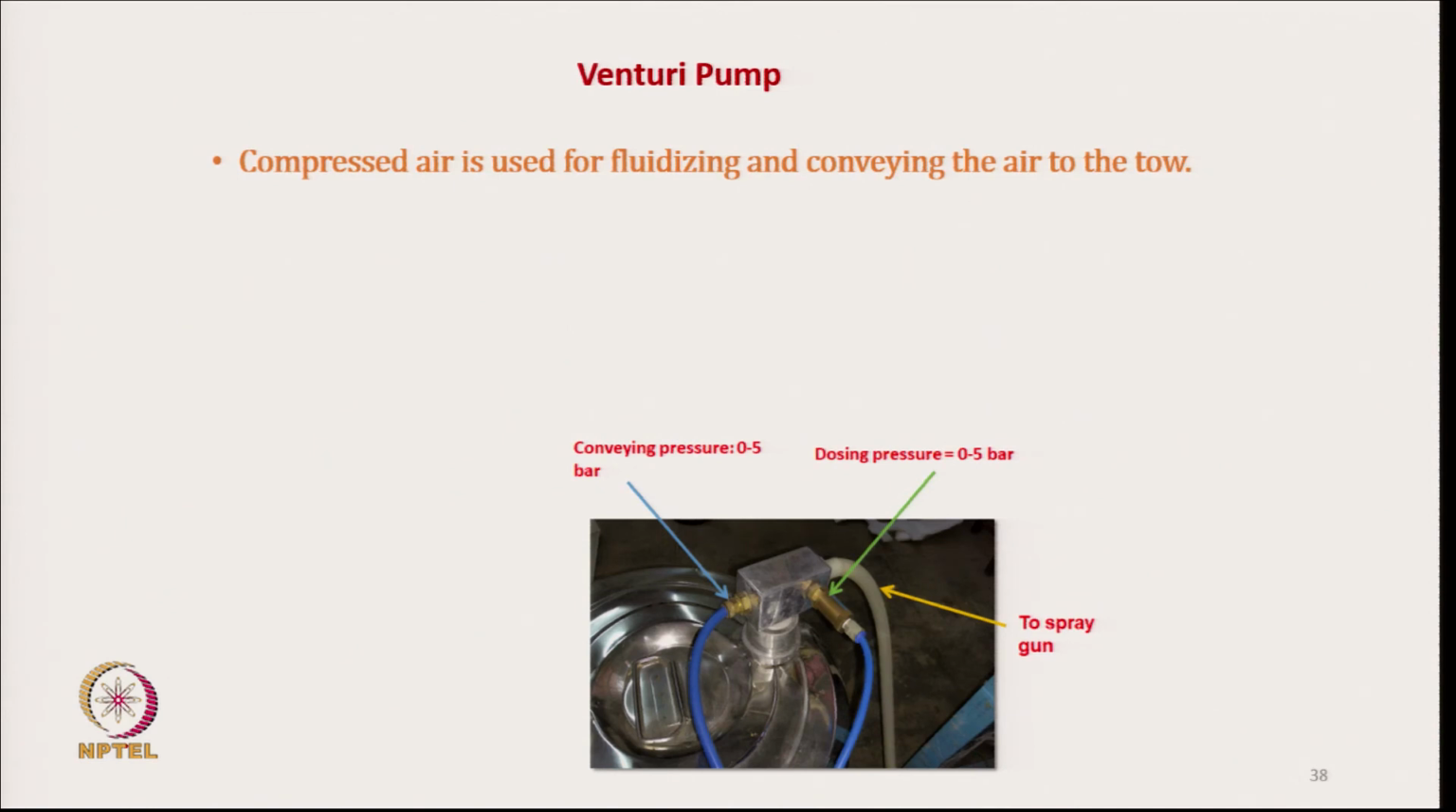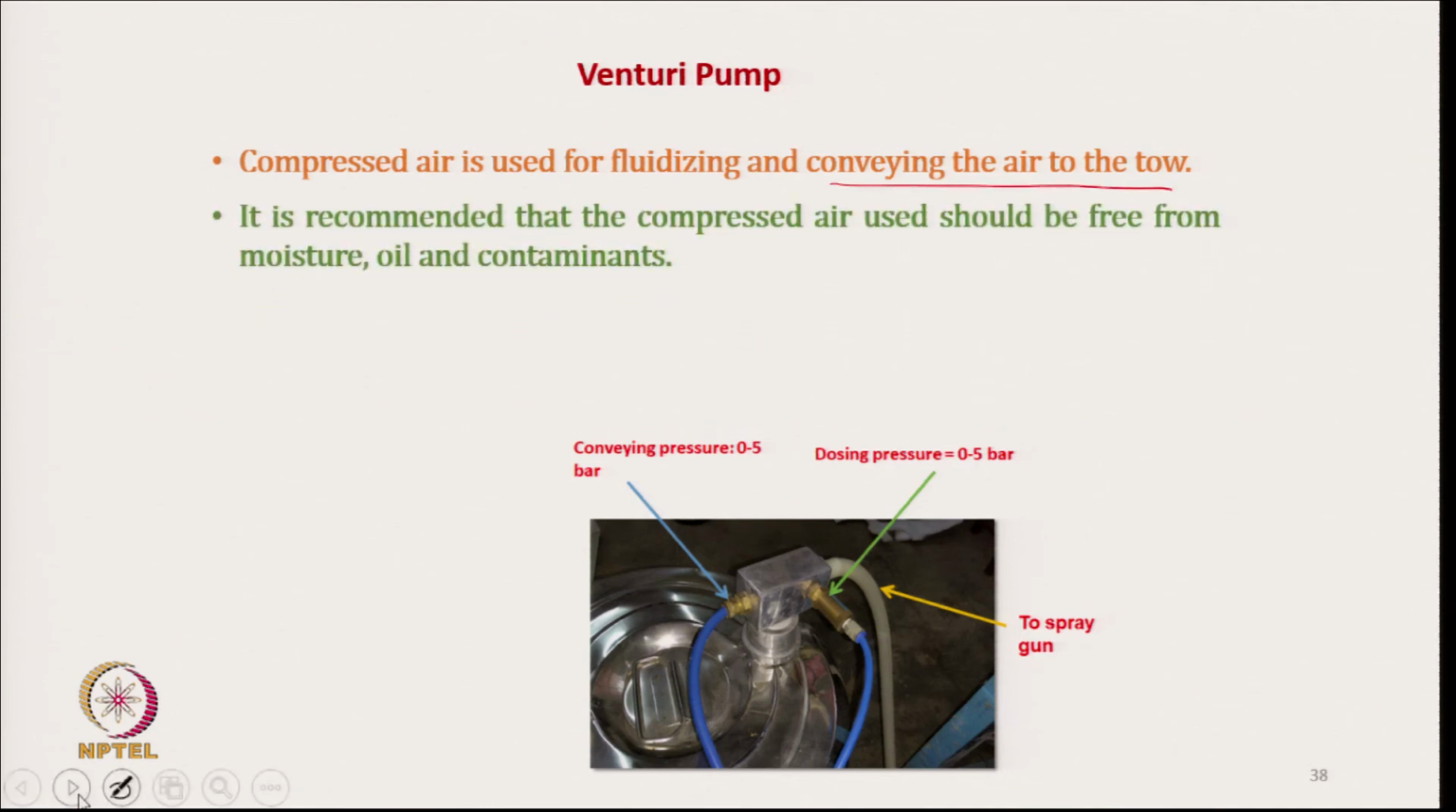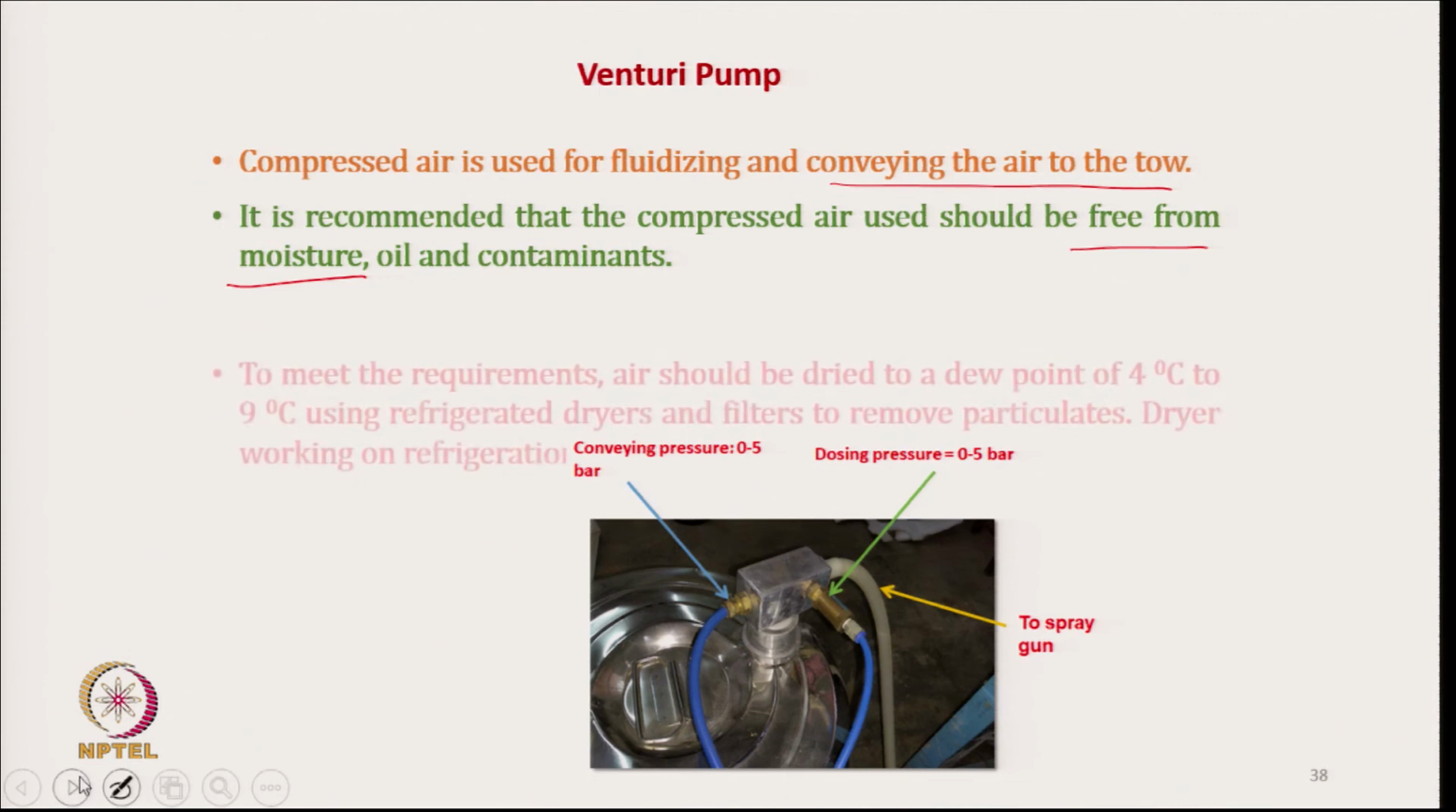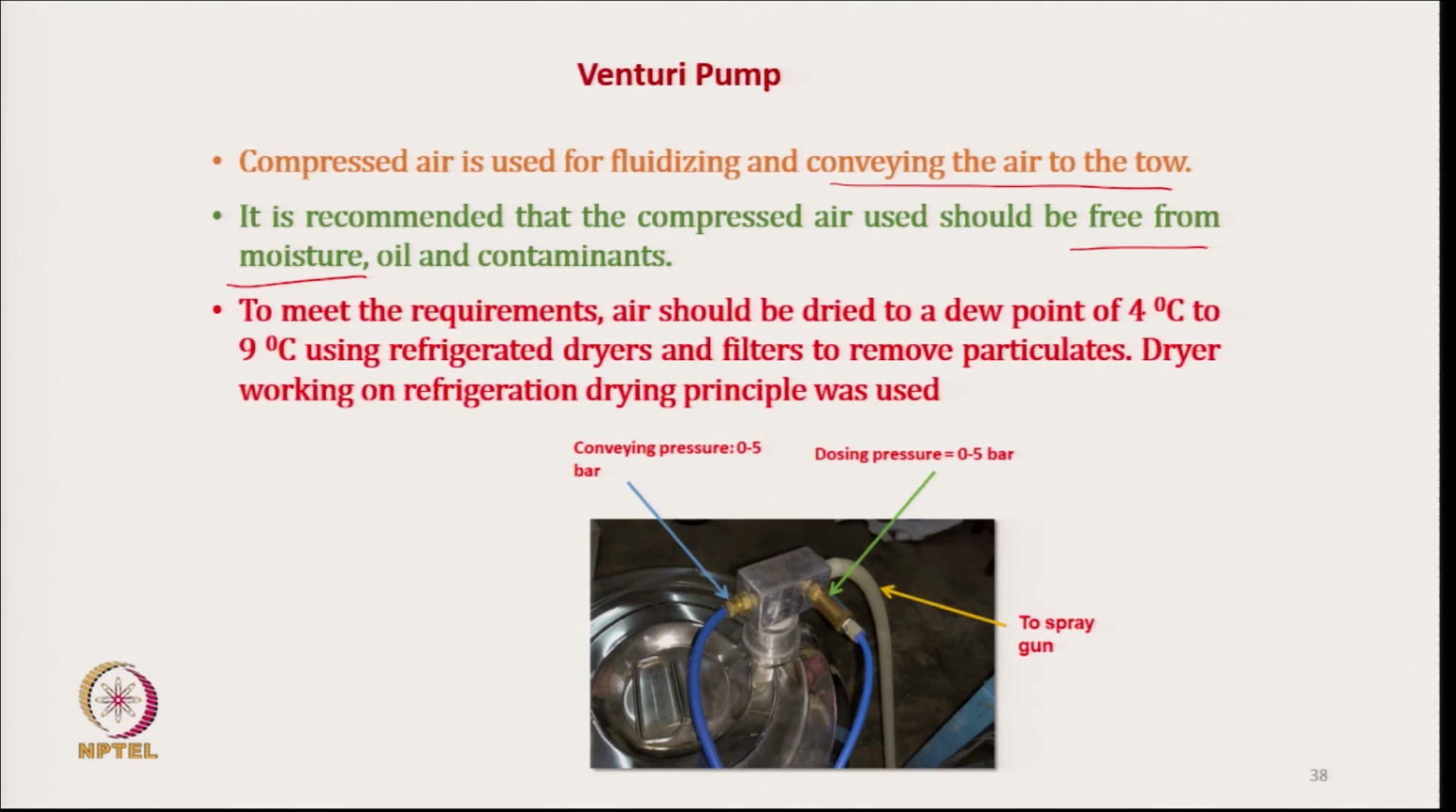So, the compressed air is used for fluidizing and conveying the powder. This compressed air has to be dry. It should be free from moisture and oil, otherwise, as I have mentioned, clogging and agglomeration of particles will occur. It is dried below the dew point, with a dew point temperature of 4 to 9 degrees. A refrigerant dryer is used, and then it is filtered to remove any moisture.